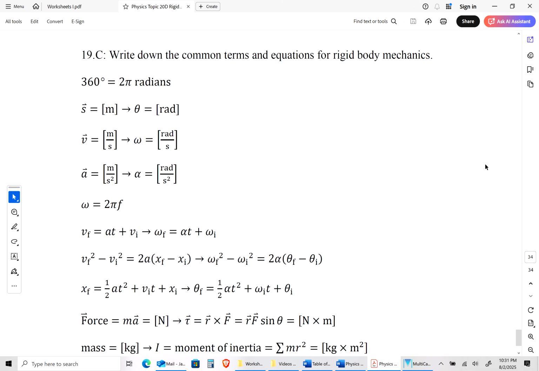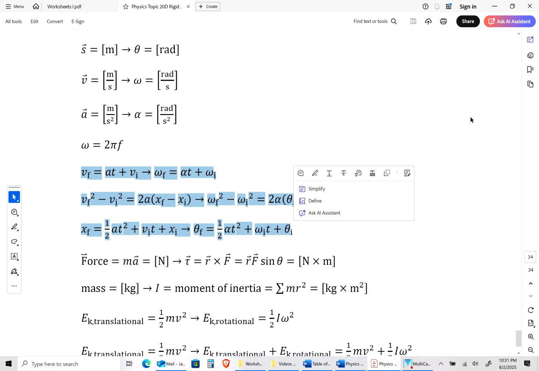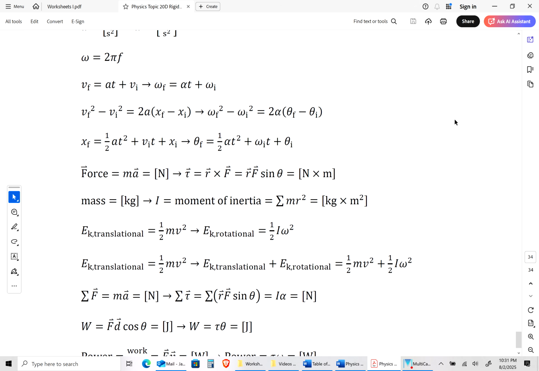Question 19, write down the common terms and equations for rigid body mechanics. So here we go. 360 degrees is 2 pi radians. These three equations convert Suvat equations to rotational motion equations. Omega is 2 pi f. These are the Suvat equations that have been converted to angular motion equations.